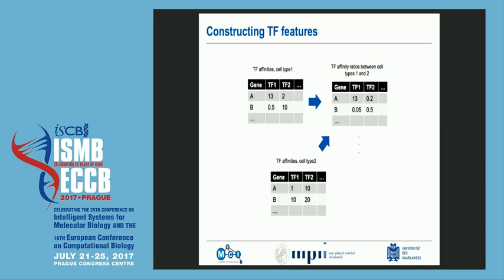No, cell type 1 and cell type 2. The arrow gives you the ratio between both cell types. Ah, okay. So it's the ratio which you use as an input for the classifier. Exactly. Okay. Yes.